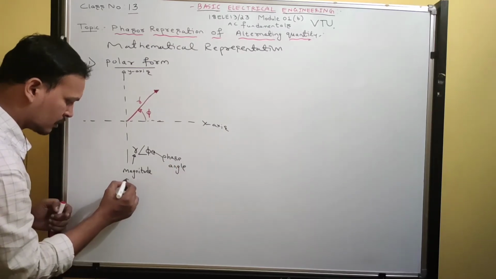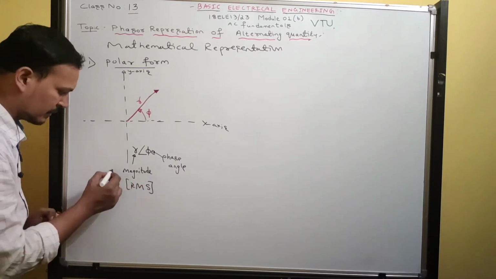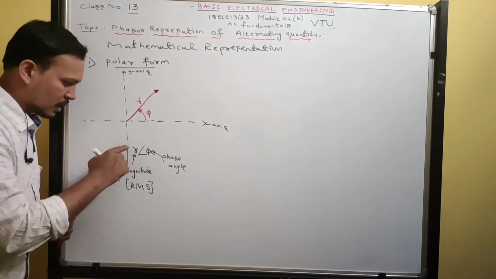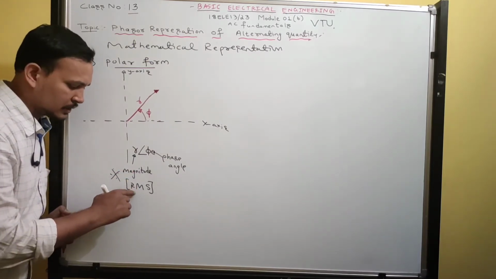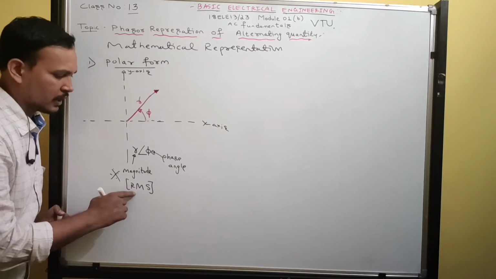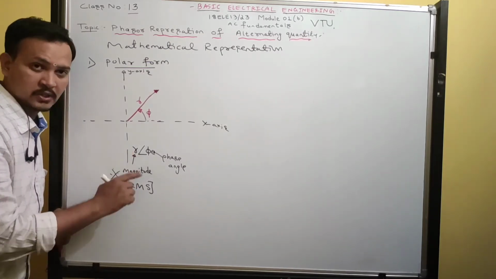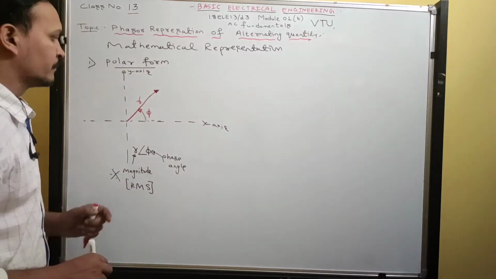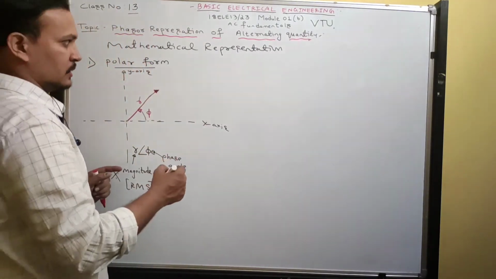This magnitude is always in RMS value. Remember, very, very important. In polar form, what is this value? R value indicates magnitude, and that is in RMS value. Not any maximum or average, only RMS value. So r at an angle of phi. In general, this is a polar form representation.